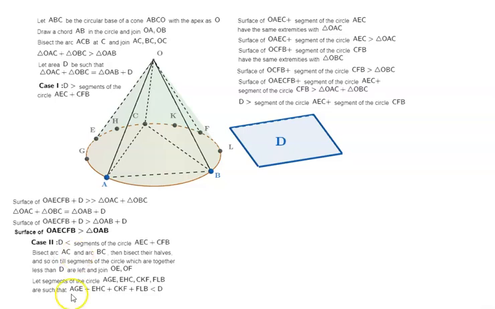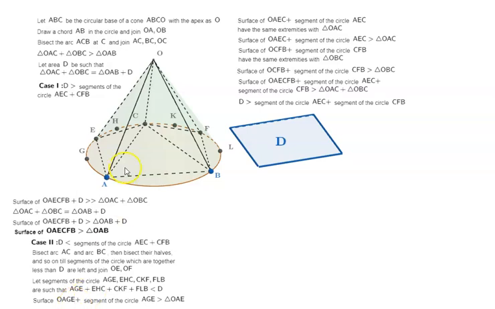Now let us say that the segments of the circle AGE, EHC, it's better if I draw these lines as well. Okay, so now AGE, EHC, CKF and FLB. If we sum them up, then together they will be less than D.